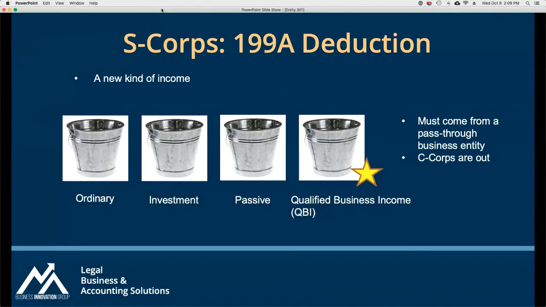So first off, you have to have a flow through business entity, right? So everything, but not a C corp. Right. And even if you just are a sole proprietor, Schedule C, right?